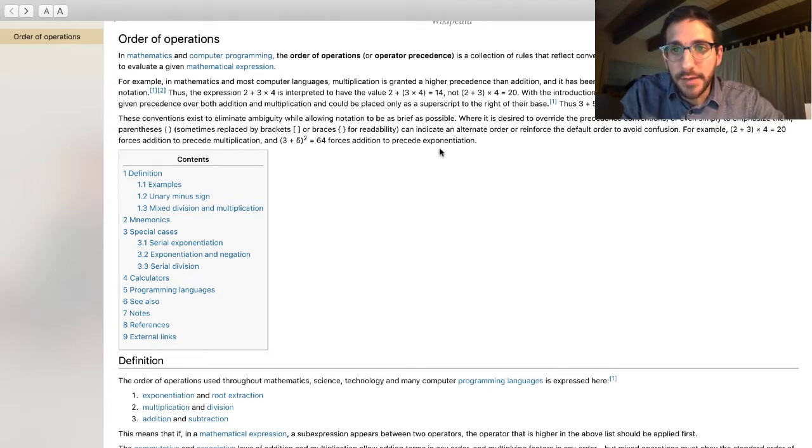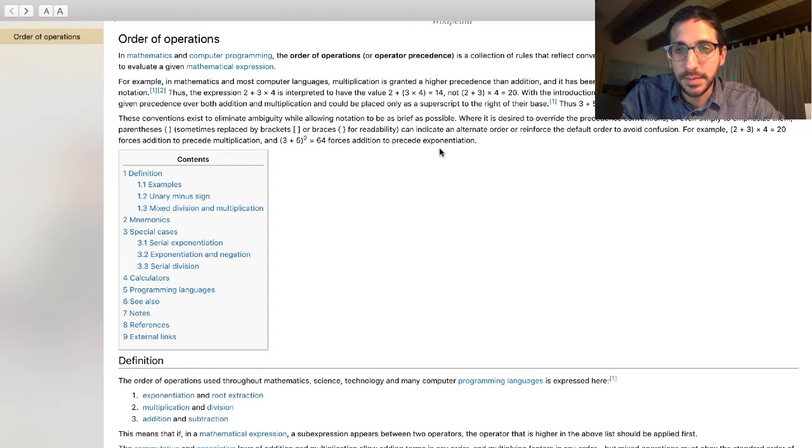With the introduction of exponents in the 16th and 17th centuries, they were given precedence over both addition and multiplication and could be placed only as a superscript. That's a really cool script. It's super, to the right of the base. The base, that's the number. It's all about that base.